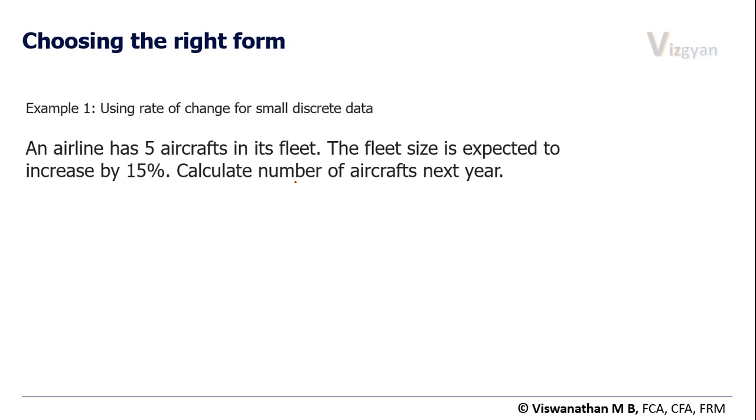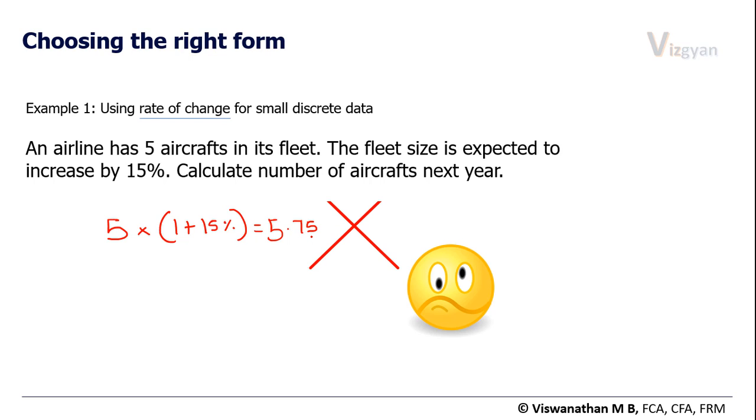So let's work out our first problem. Here we are trying to use rate of change for small discrete data. Let's say an airline has 5 aircraft in its fleet and the fleet size is expected to increase by 15% next year. Can you calculate how many aircraft they'll have next year? So 5 is the value at time t, and r is 15%, so 5 multiplied by 1 plus 15% gives me the answer 5.75. Now is that even possible? And that's why we don't want to use this.